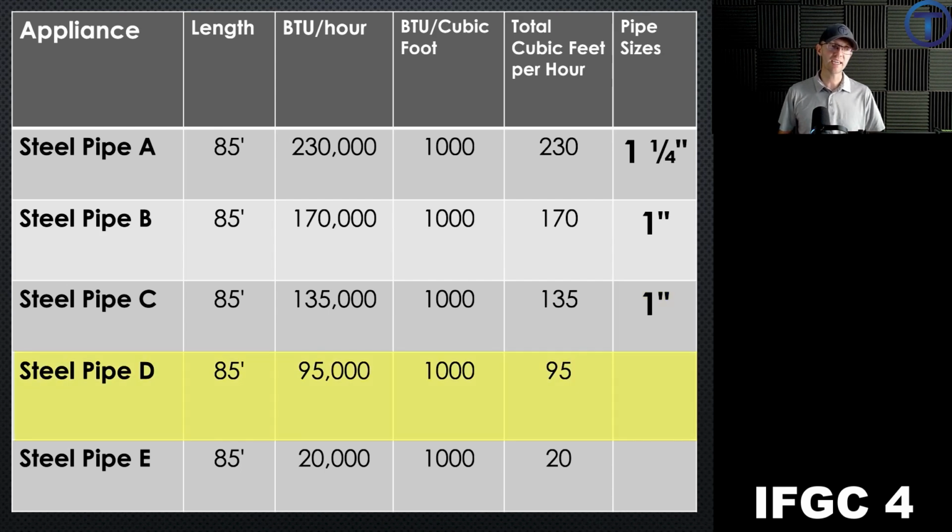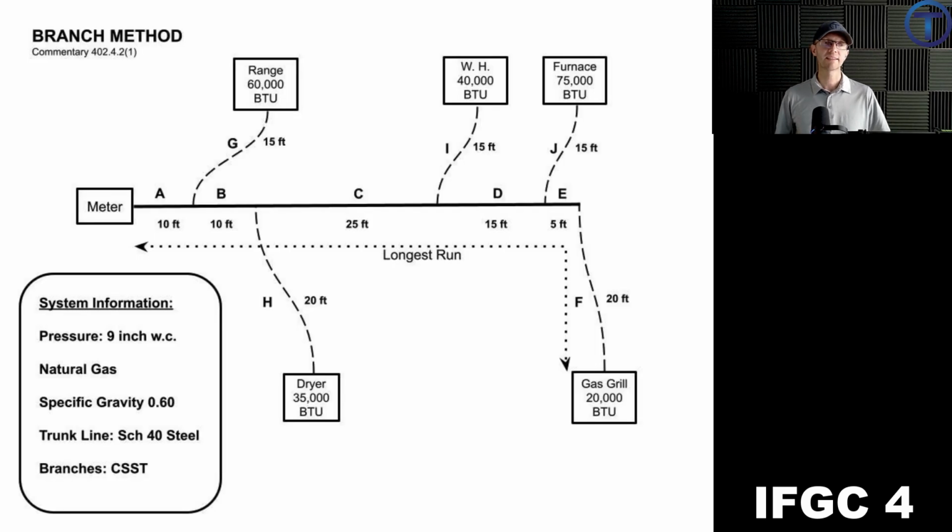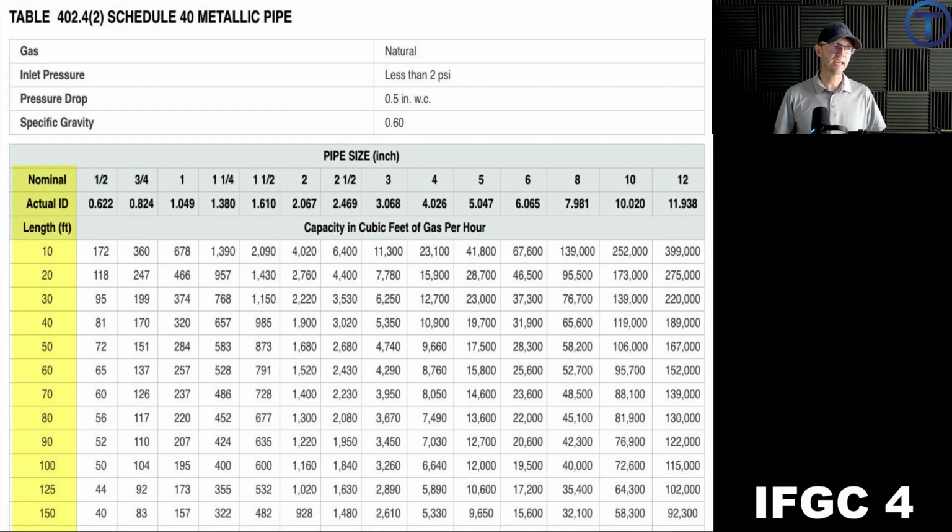Let's go to section D. Section D, using the same length, we have 95 cubic feet per hour. Section D is catching the furnace and the gas grill. We take that 95 cubic feet per hour to our row 90 for our developed length. 95 is more than 52.